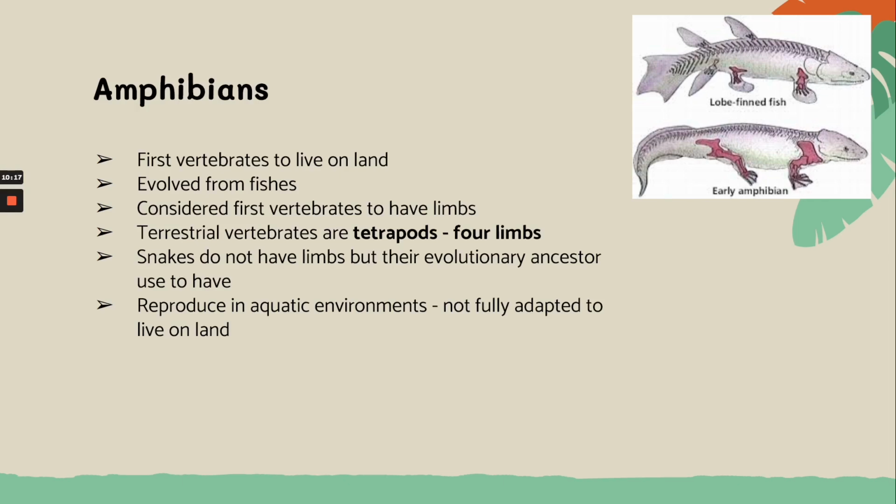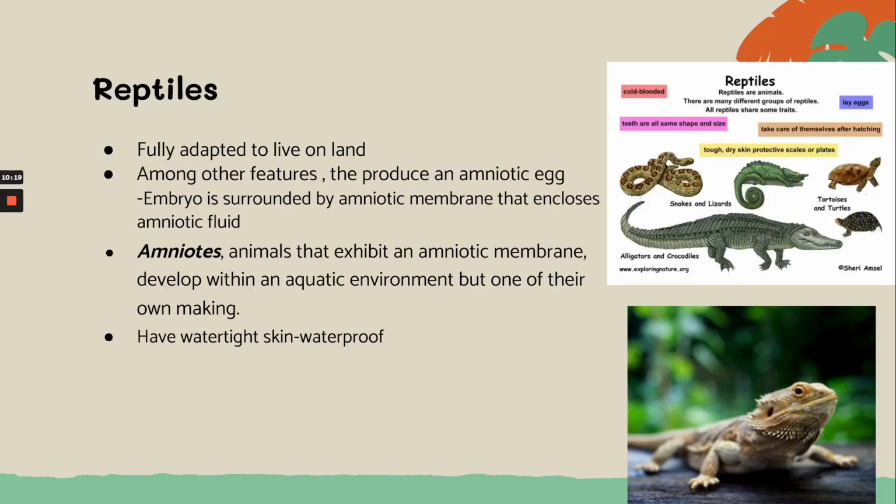Now let's move on to reptiles. Reptiles, I would say, are fully adapted to live on land because among other features, they mainly produce an amniotic egg. What is an amniotic egg? An amniotic egg is an embryo surrounded by an amniotic membrane that encloses the amniotic fluid. Amniotes, which are animals that exhibit an amniotic membrane, develop within an aquatic environment, but one of their own making.